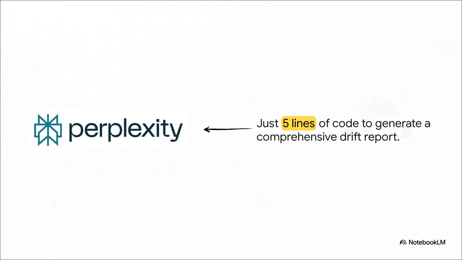Now, check this out. This is the best part. Getting started is ridiculously easy. Seriously, look at this. With just 5 lines of Python, you can spin up this super comprehensive report. It compares your training data with your production data and checks for more than 20 drift metrics. That's a massive amount of value for almost no effort.